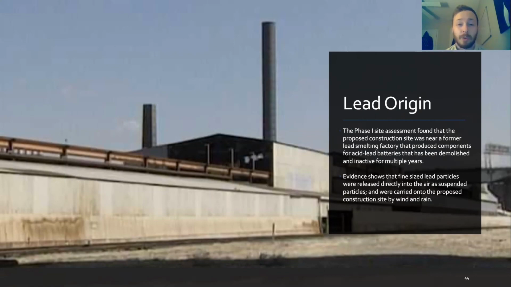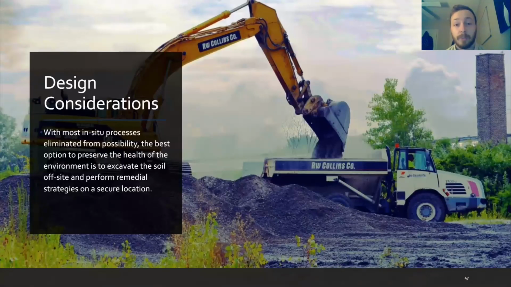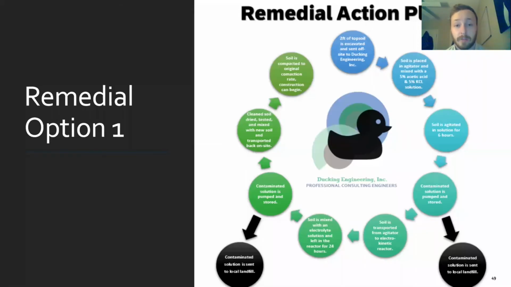So with most in situ processes eliminated from possibility, the best option to preserve the environmental health is to extract the soil and provide remedial practices on site. So remedial option 1 involves the excavation, soil wash, and electrokinetic remediation of the soil. From there, the clean soil will be dried and mixed with new soil and compacted back on site.